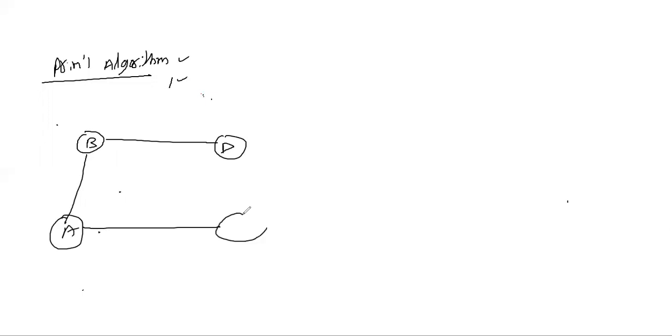For example, the diagram is like this: B, next D, next A, next C. Actually, they won't give multiple edges. Suppose in the exam we are given multiple edges like this and a loop. This is a loop, so you need not worry about it.